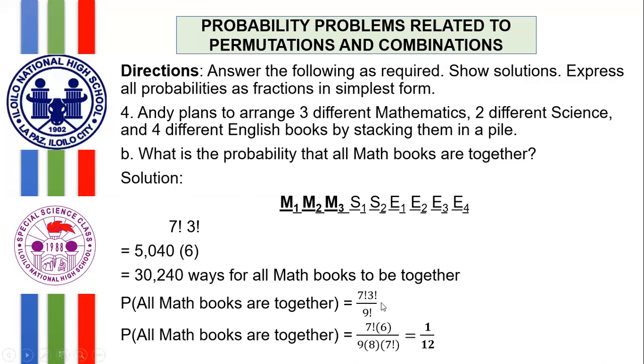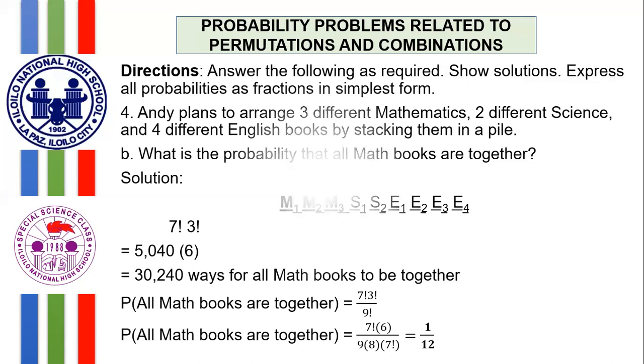7 factorial times the 3 factorial becomes 3 times 2 times 1, or 6. The 9 factorial, I made it 9 times 8 times 7 factorial with the intention of canceling the 7 factorials. And what is left is 6 over 72, which when simplified is 1/12. So the probability that all math books are together is 1/12. I hope you got it. And if you did, great job.